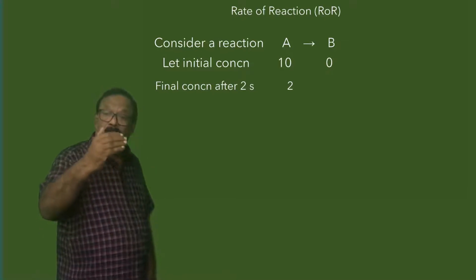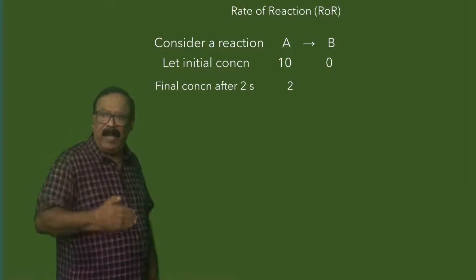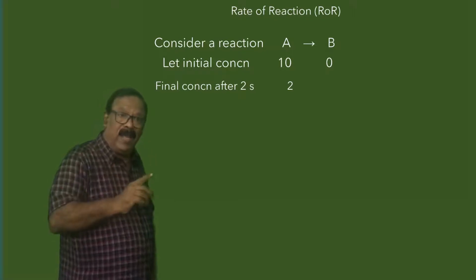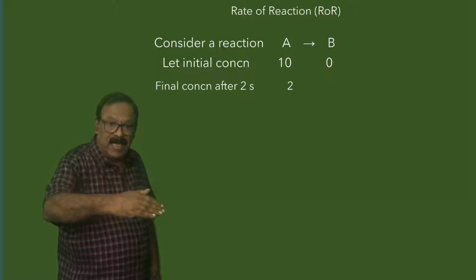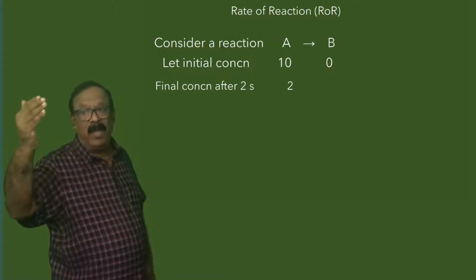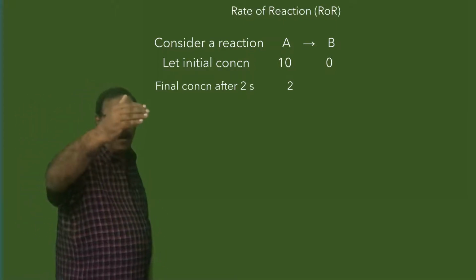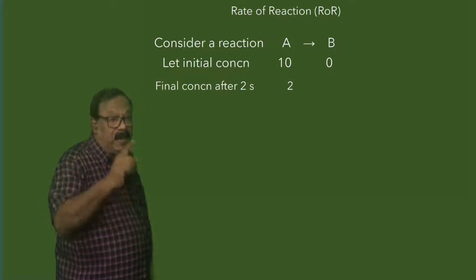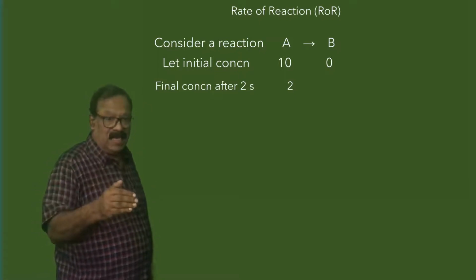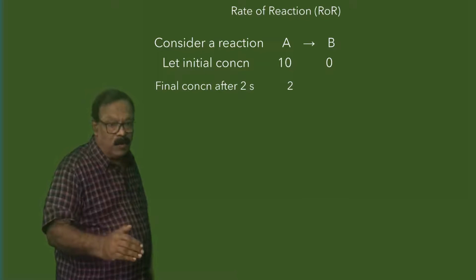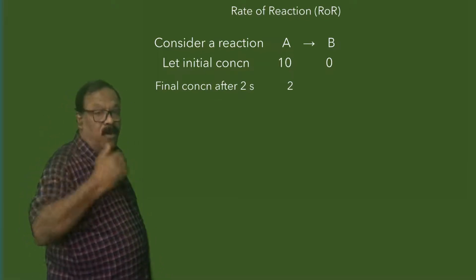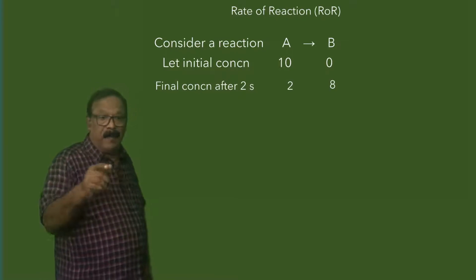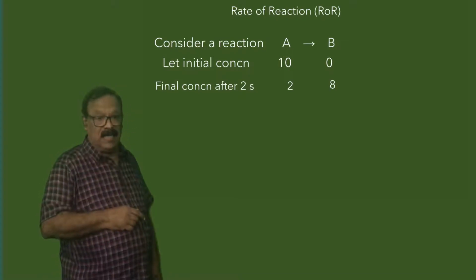And see the ratio of A and B. You have 1 mole of A and 1 mole of B. So when 1 mole of A decreases, 1 mole of B will be formed. Here, from 10 to 2, 8 moles of A decreased. So that decrease of 8 moles of A will lead to the formation of 8 moles of B. This happens within 2 seconds.